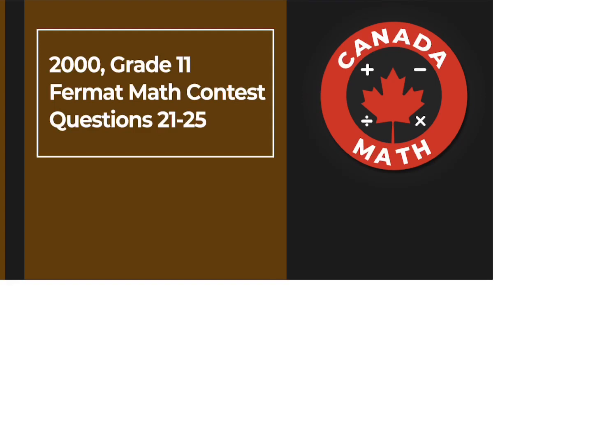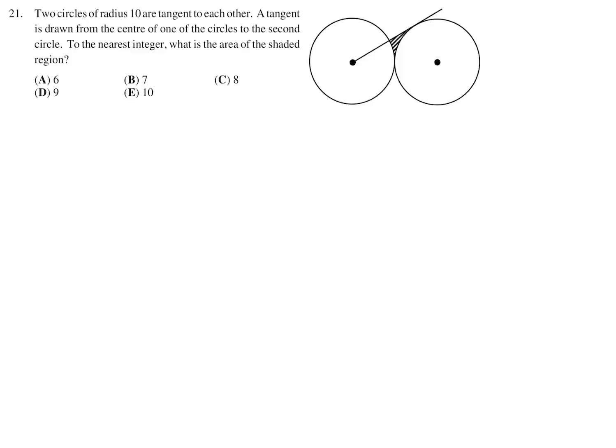Questions 21 to 25 of the 2000 Grade 11 Fermat Math Contest. Two circles of radius 10 are tangent to each other. A tangent is drawn from the center of one of the circles to the second circle. To the nearest integer, what is the area of the shaded region?